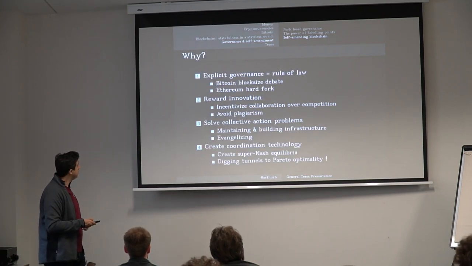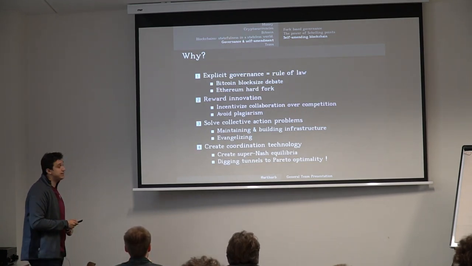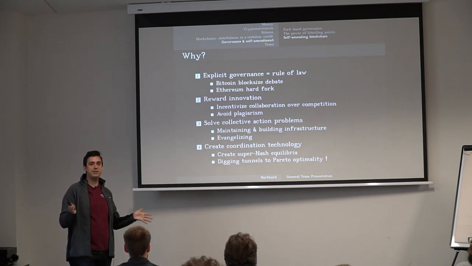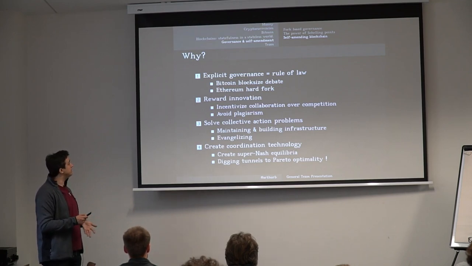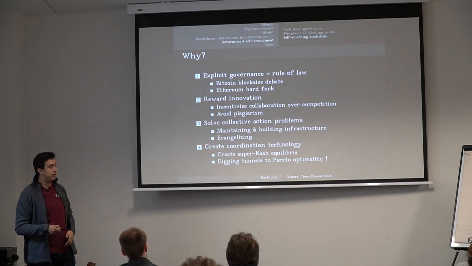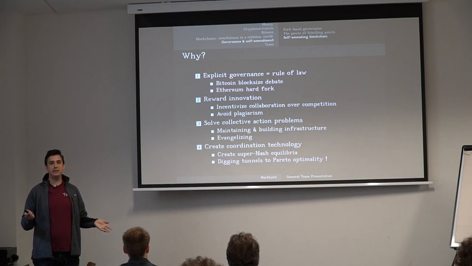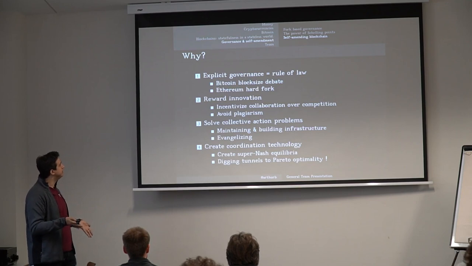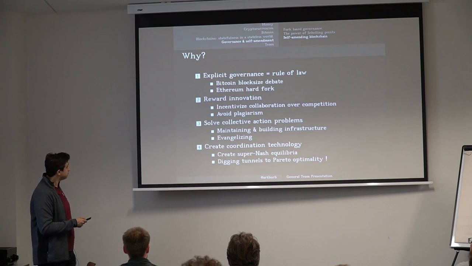So why would we do self-amendments? Because it gives us explicit governance. Now we have a very specific operation with very specific rules, like voting, for example, which would let us change the protocol. And that's kind of like having the rule of law. There have been a lot of contentious debates in Bitcoin around the block size or around the Ethereum hard forks. And the problem with this contentious debate is that if you don't have a hard rule to go by, then it's kind of going to carry on forever.